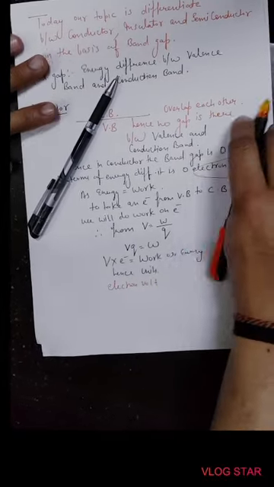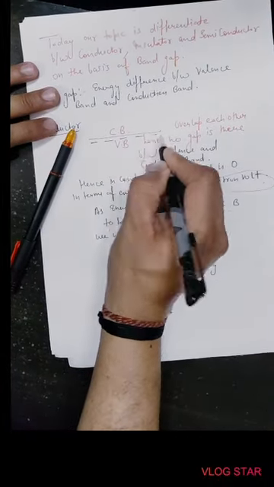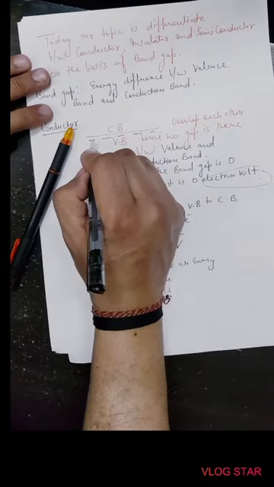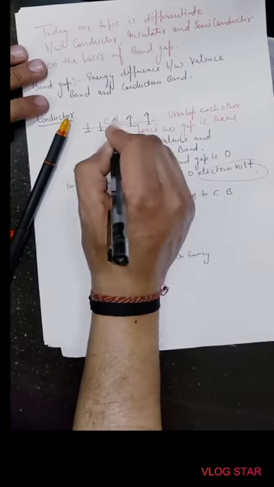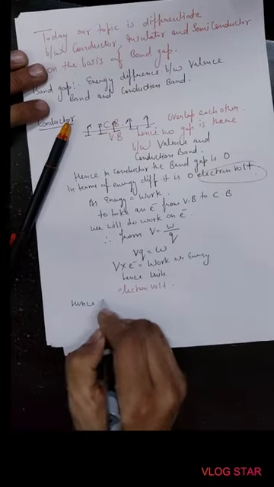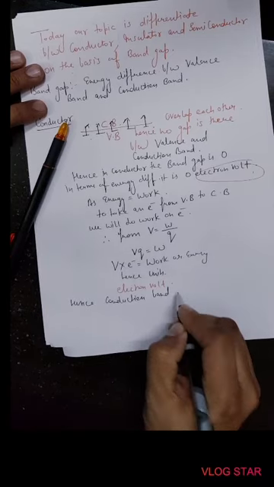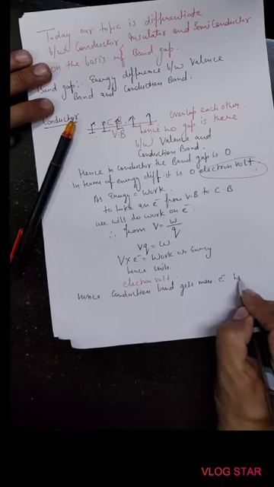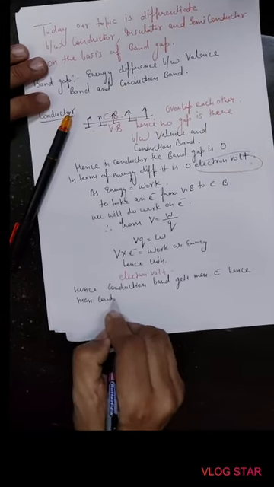Now, due to zero band gap, all the electrons present in the valence band easily cross the gap and reach the conduction band. Hence, conduction band gets maximum electrons. Hence, maximum conduction.